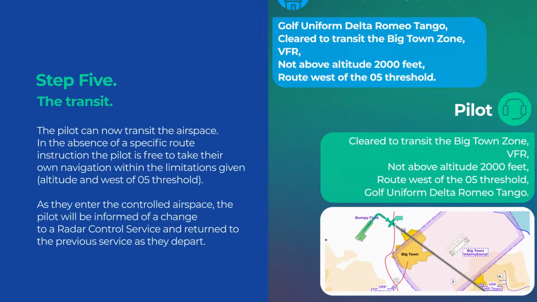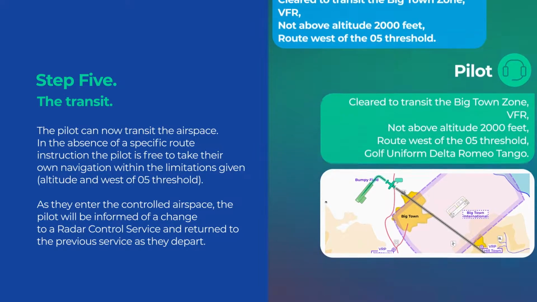The pilot can now transit the airspace. In the absence of a specific route instruction, the pilot is free to take their own navigation within the limitations given. As they enter the controlled airspace, the pilot will be informed of a change to a radar control service and will be returned to the previous service, which in this case was a basic service as they depart.